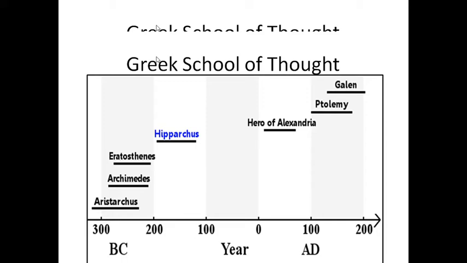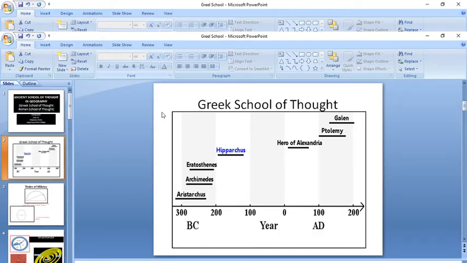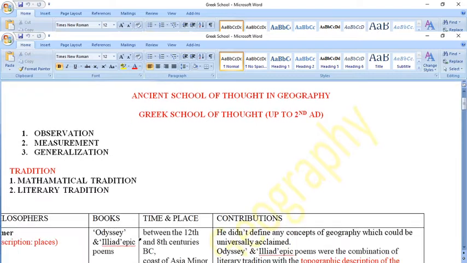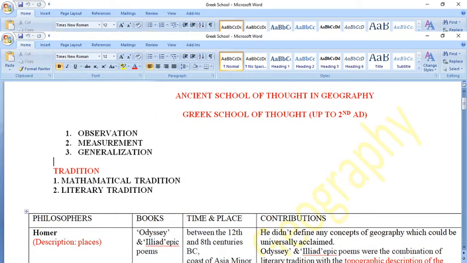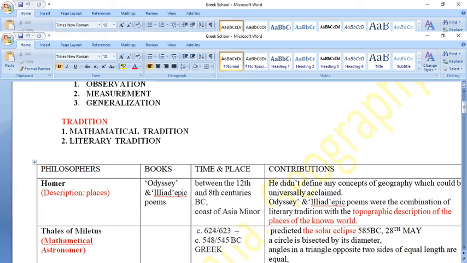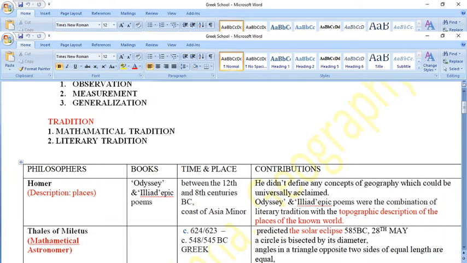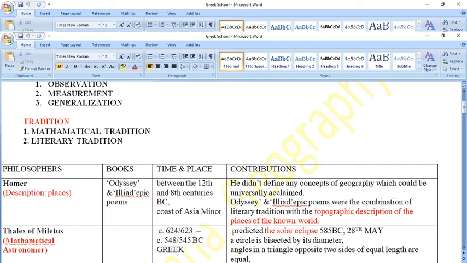Okay, straightforwardly let's go through the Greek school of thought. First one is Homer. When we are talking about the Greek school of thought, first person is Homer. The school of thought of Homer is the literary tradition, because Homer was a poet. Here I would like to mention one thing: Homer was blind by birth. We get two epic literatures from Homer, Iliad and Odyssey, most probably from the 12th to 8th century BC. That was the starting point of geography.